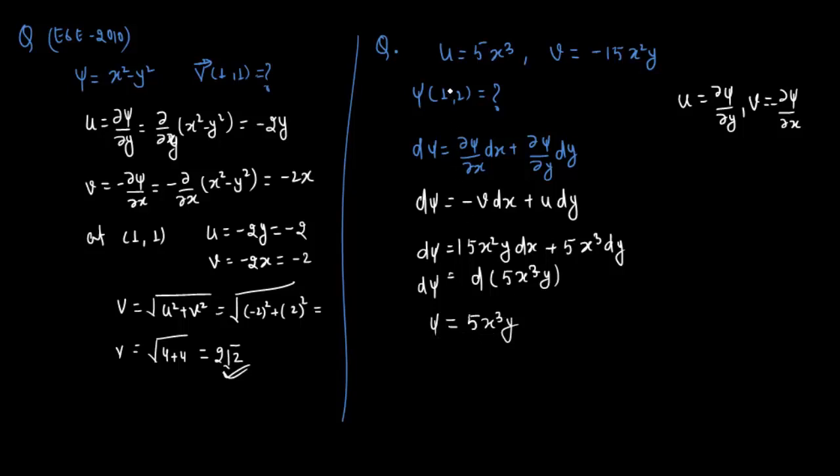So we know the value of psi here: psi is equal to 5x cube y. We have x equal to 1 and y equal to 2. So at the point (1, 2), psi is 5 times 1 cube into 2. This value is simply 10 here, and this is the answer of this case. Okay, so I think the stream function and potential function are clear.